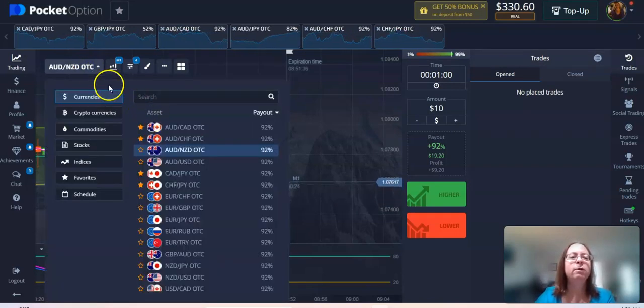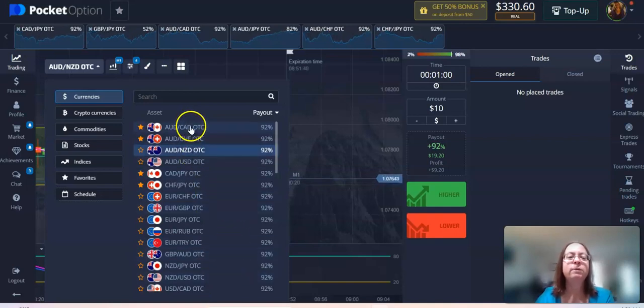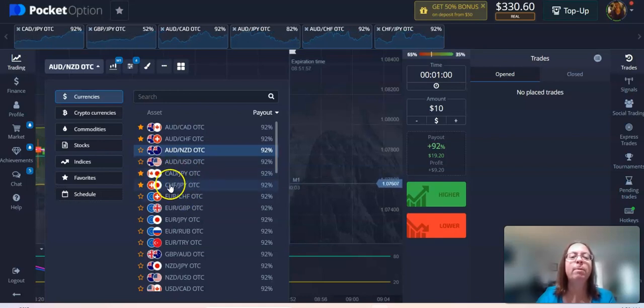The pairs, you can click here and it'll show you all the currency pairs. AUD CAD is one of my favorite pairs to trade, and 90% of the time it is at a 92% payout, which is the biggest payout that Pocket Option does. And then another good pair is CAD JPY, or anything that's a JPY pair. Those usually do move very well and have pretty big movements, and that's what you're looking for.